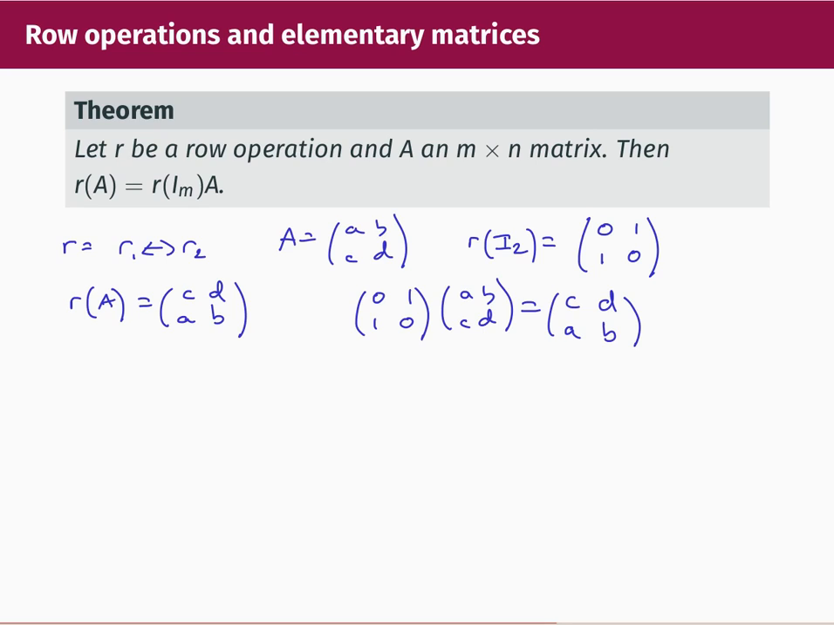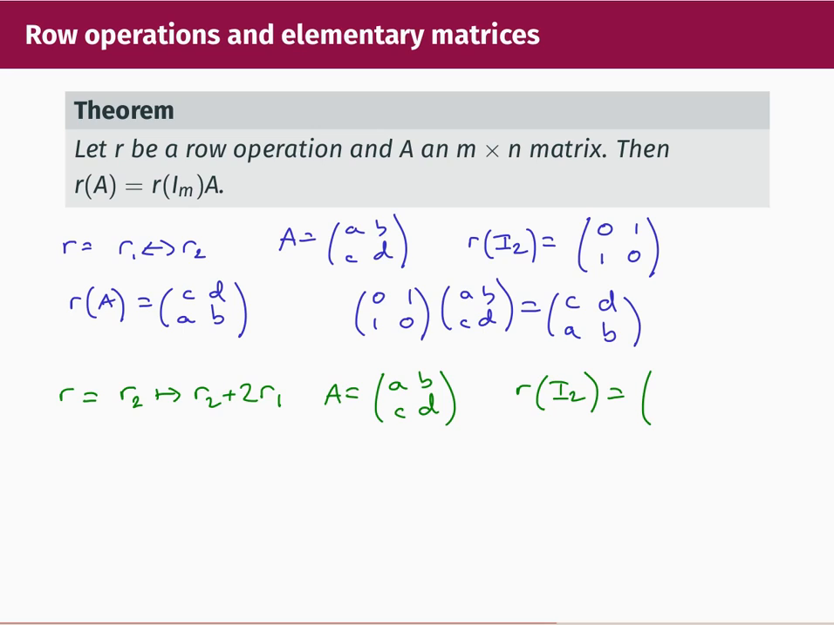Let's try a different one now. So we'll try R being the row operation which sends R2 to R2 plus 2R1. Again, I'm going to take A to be the general 2 by 2 matrix, A, B, C, D, and I need to know what the elementary matrix corresponding to this row operation is. That's R applied to the 2 by 2 identity.